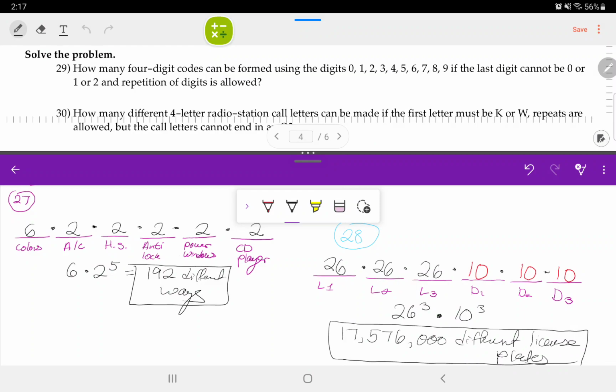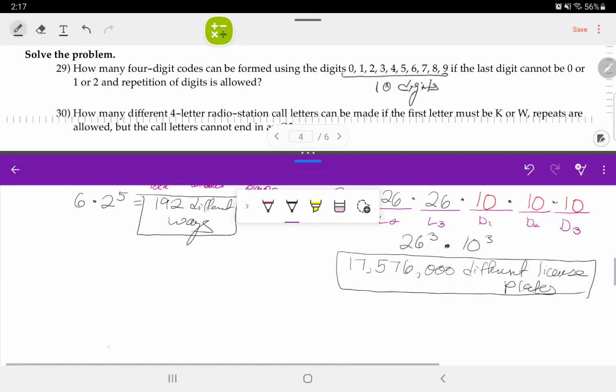Number 29 says here, how many 4-digit codes can be formed using digits 0, 1, 2, 3, 4, 5, 6, 7, 8, and 9? So that is 10 single digits, which refers to right here. Erase that, it's going to be an extra. If the last digit cannot be 0, 1, or 2, and repetition of digits is allowed. Okay, let's scroll down a little bit.